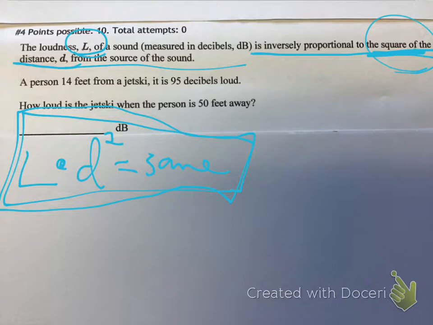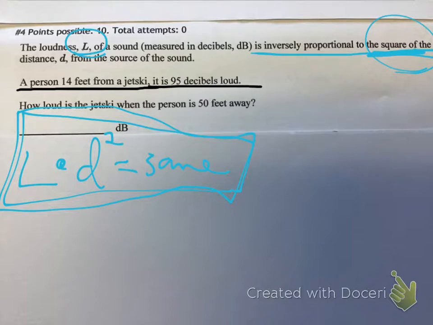Anyway, for now, we got to answer their questions. Let's erase some of this mess. They're going to ask us now, if a person is 14 feet from a jet ski, it is 95 decibels loud. Once again, just like when they give us the x and the y that makes 15 before, the 3 and the 5, they're telling us kind of a baseline of something that they have measured so far. From 14 feet, you get 95 decibels of loudness in your ears. And so then they'll ask us something about it.